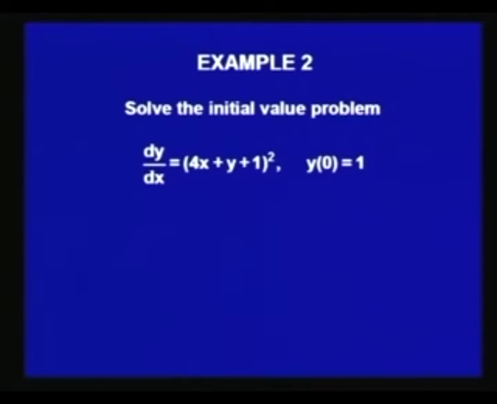Now, let us consider the initial value problem. dy over dx equal to (4x plus y plus 1) whole square, where y(0) equal to 1. An initial value problem is one where the value of the dependent variable y is given at an initial value of x, that is x equal to 0.